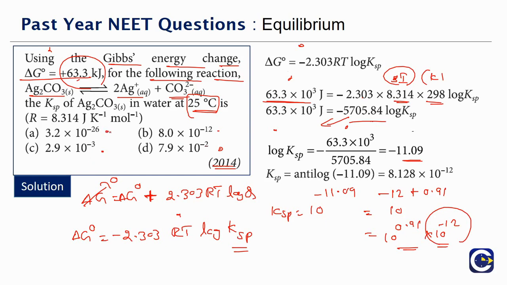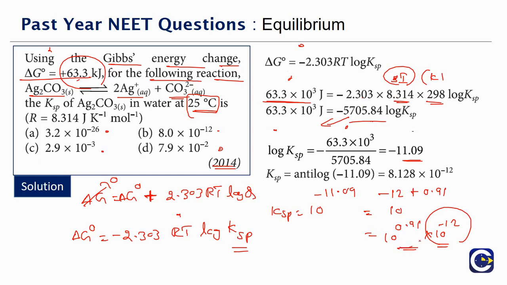So option A, what is the exponent part? 10 power minus 26. Option B, what is the exponent part? 10 power minus 12. Option C, the exponent part is what? 10 power minus 3. Option D, what is the exponent part? 10 power minus 2. So even if you are doing broad approximation, you will still be able to arrive at the correct option. So what is the answer for this?